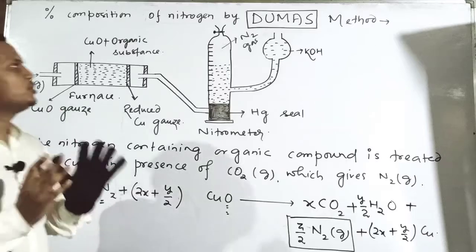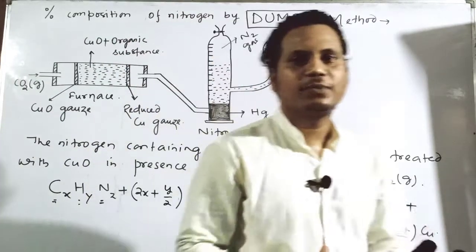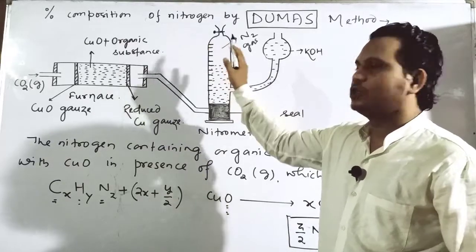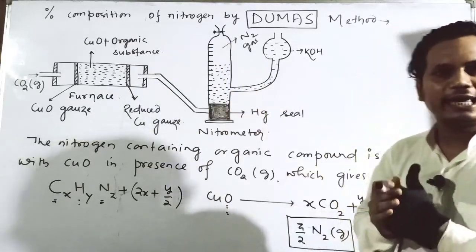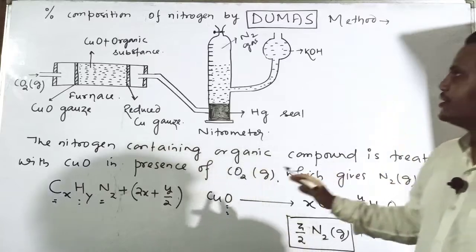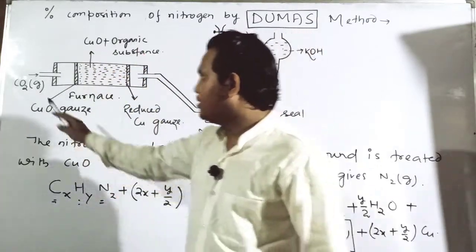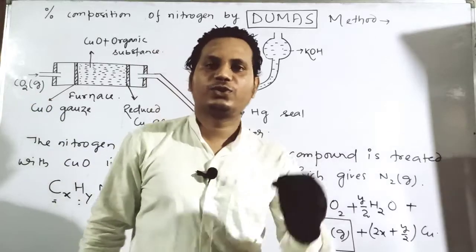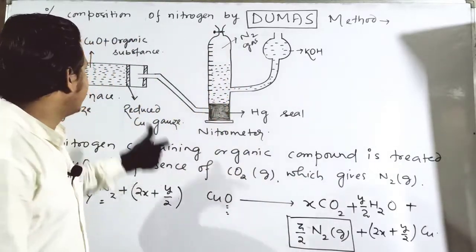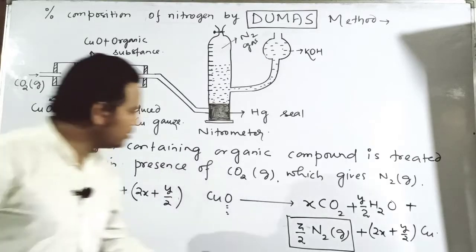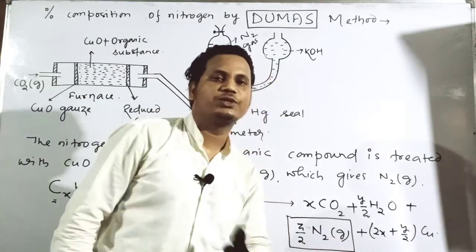So what is the Dumas method? The Dumas method is used for the calculation of the percentage composition of nitrogen. In this method, the organic compound is treated with copper oxide in presence of carbon dioxide gas. Then the nitrogen present in the organic compound will be converted into nitrogen gas.